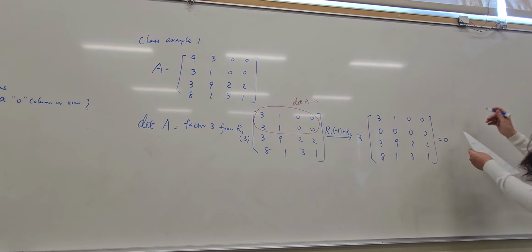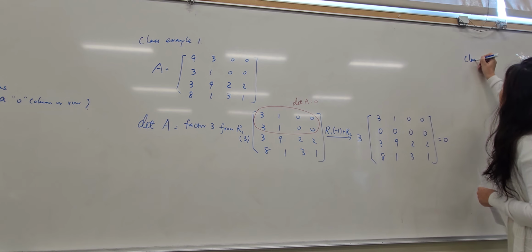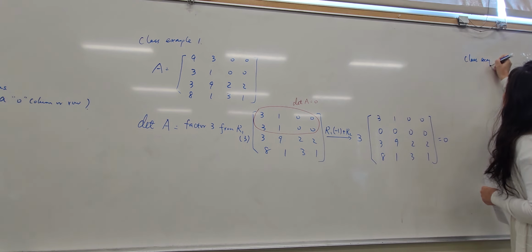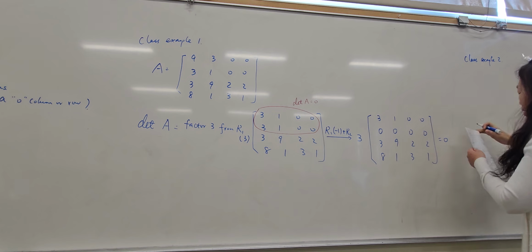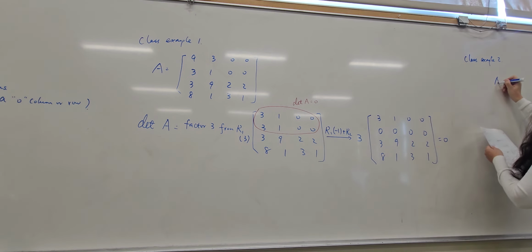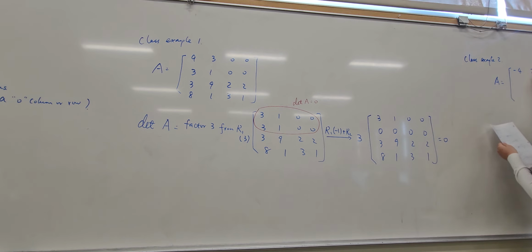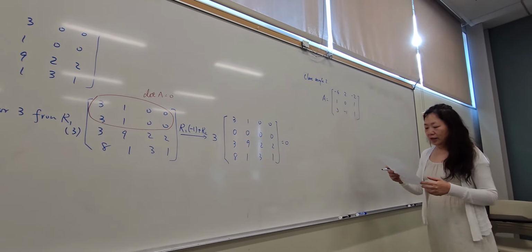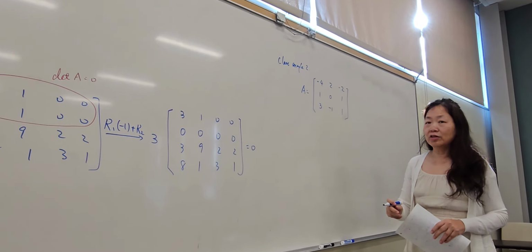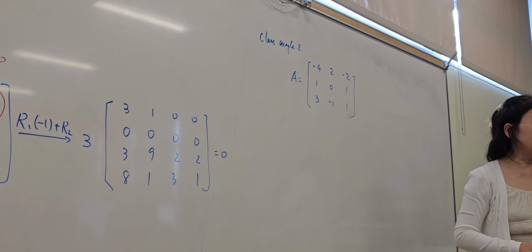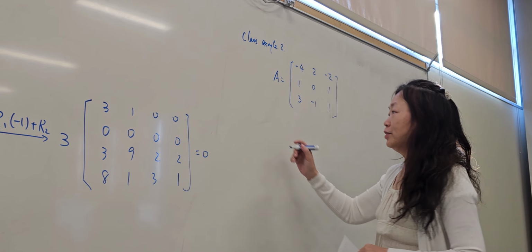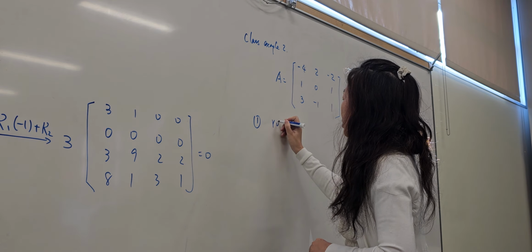So here's class example number 2. If I have a matrix A, okay, and let's try a few different operations, since we get the same result. The first operation I want to use is a row operation.